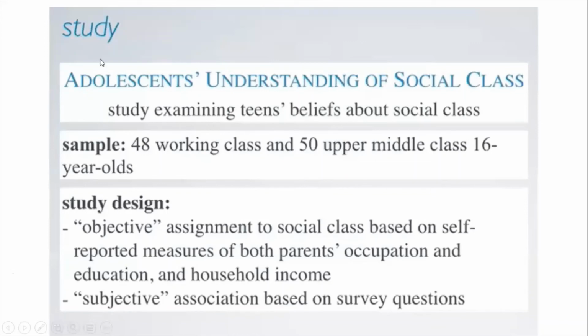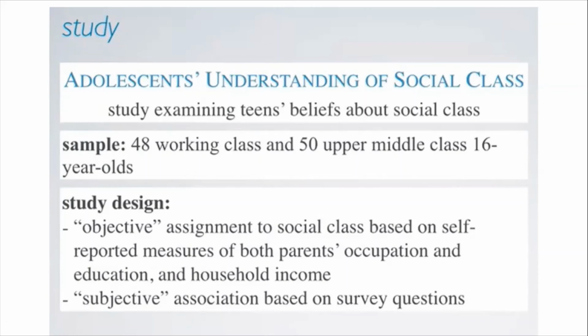So let's discuss the study. This is adolescents' understanding of social class, examining teenage beliefs about social class. They take 48 working class and 50 upper middle class teenagers, all 16 years old. The study design is objective assignment to social class based on several measures of both parents' occupations, education, and household income.